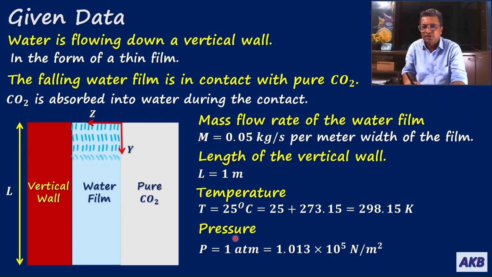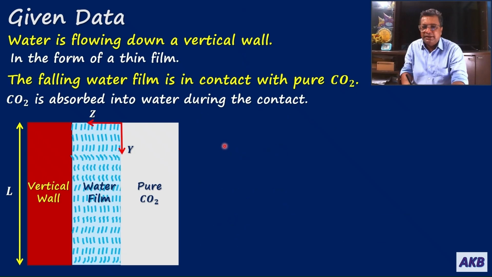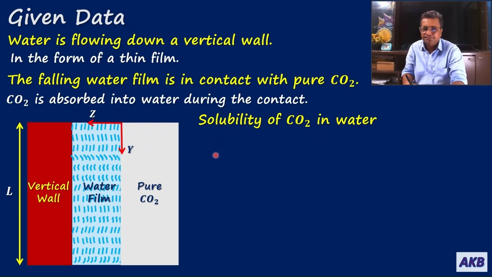Pressure is also not required in our calculation. So let us continue with this. Then next is the solubility of CO2 in water. It is given to us. Let us denote it as capital S. So capital S is 0.0336 kilomole per meter cube of solution.